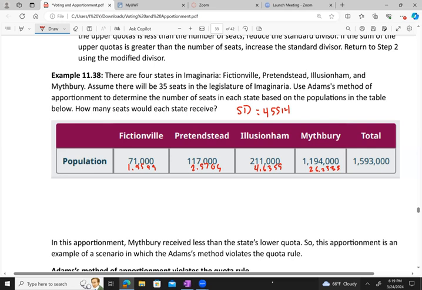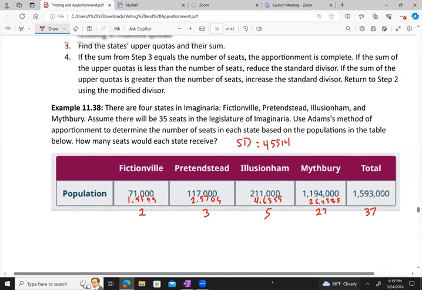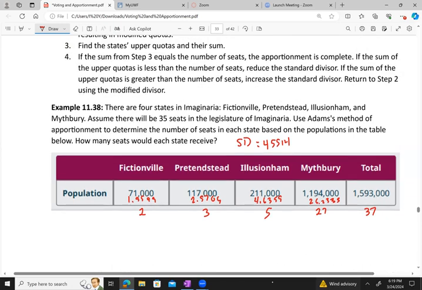Now we want the upper quotas. So this would be around 2, 3, 5, 27. Round up, no matter what. And that gives us 37. Okay? If the sum of the upper quotas is less than the number of seats, reduce the standard divisor. If the sum of the upper quotas is greater than the number of seats, increase the standard divisor. So we need to increase our standard divisor.